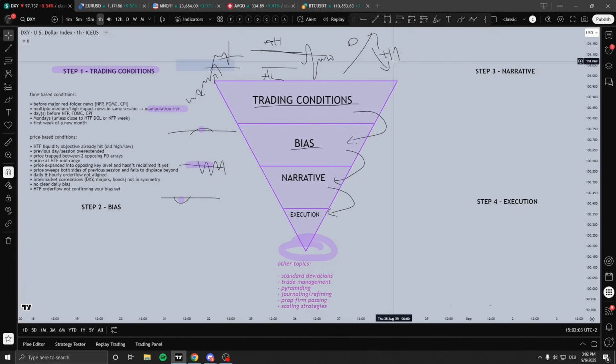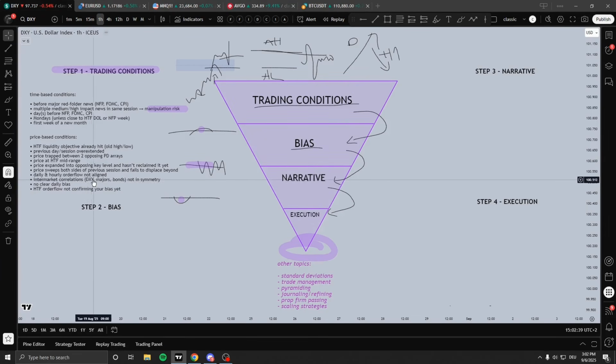For high probability alignment, we always want to have the hourly time frame and the H4 trading in the same direction as the daily order flow. That is the most high probability combination you can find. So always make sure that's given if you really want to only take those A+ trades. You can also trade against the hourly and daily order flow, but again, that is more advanced and you need more experience. Then the third point is intermarket correlations are not in symmetry.